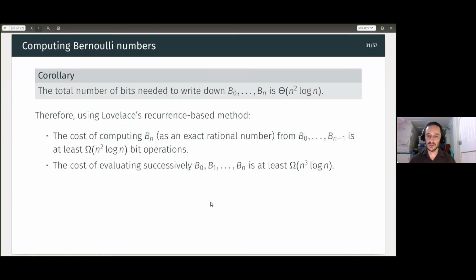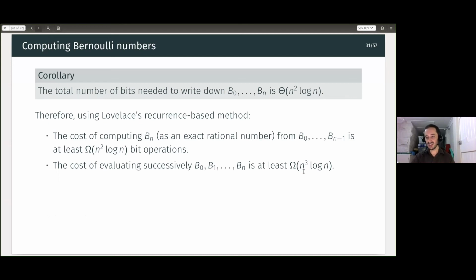So using this information about the growth of these numerators and denominators, you can figure out how much space you need just to write down the first n Bernoulli numbers, and it's roughly quadratic in n. So if you tried to use the method that Lovelace used, the recurrence method, the amount of work you'd have to do to compute the first n Bernoulli numbers would be roughly cubic in n.